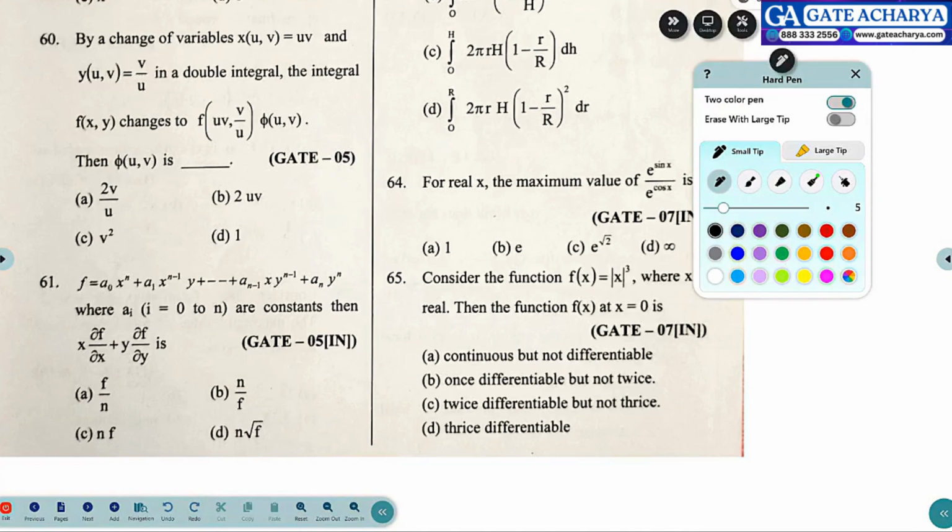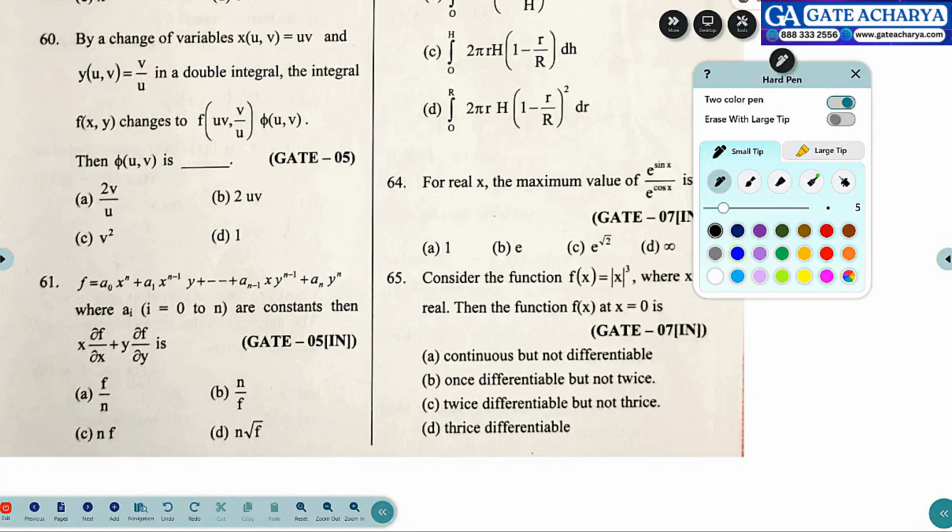F is a0 x raised to n plus a1 x raised to n minus 1 y plus dot dot dot plus a n minus 1 x into y raised to n minus 1 plus a n y raised to n. What is this term actually? This is some part of the binomial expansion, a plus b whole raised to n. Do you remember that? But it's not perfectly a binomial expansion because there are some combination terms coming into the picture, nC0, nC1 like that. Forget it.